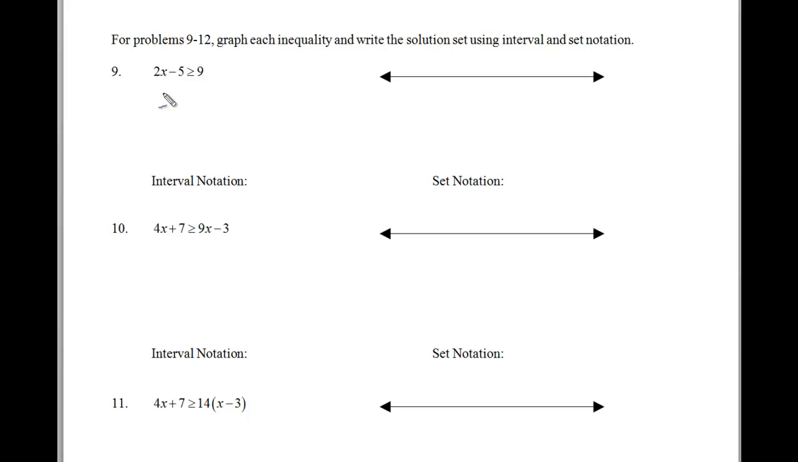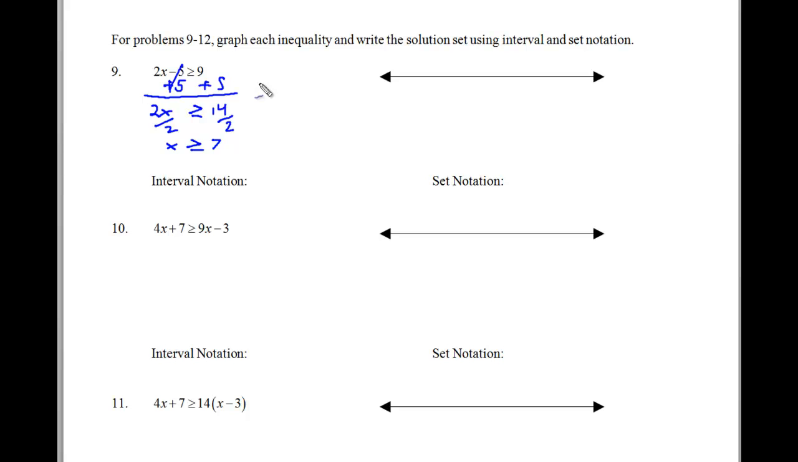So we'll start off today by solving a little easy equation for x here by using inverse operations. We're going to get x by itself. So we add 5 to both sides, so 2x is greater than or equal to 14. Then we divide both sides by 2, and x is greater than or equal to 7.